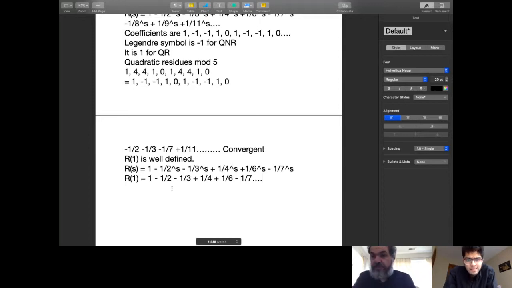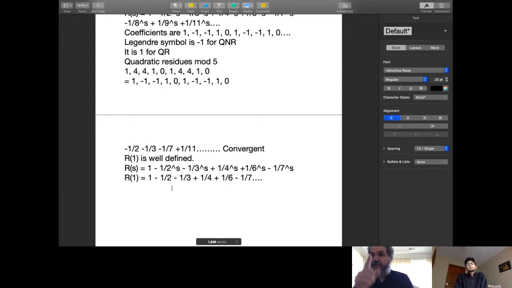It's not about primes. All numbers are included, except multiples of 5. So the coefficients, you recall, are 1, minus 1, minus 1, 1, 1, minus 1, minus 1, 1, and so on. Now you see, this looks like an alternating series, so it has a good chance of being convergent. But how can we actually show that it's convergent?